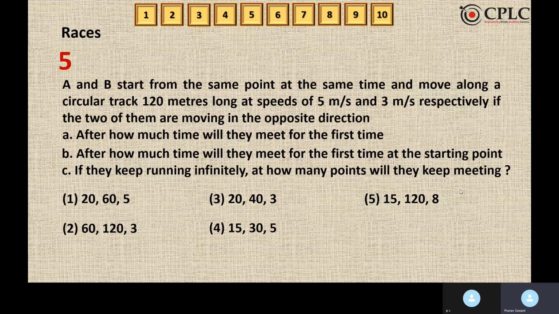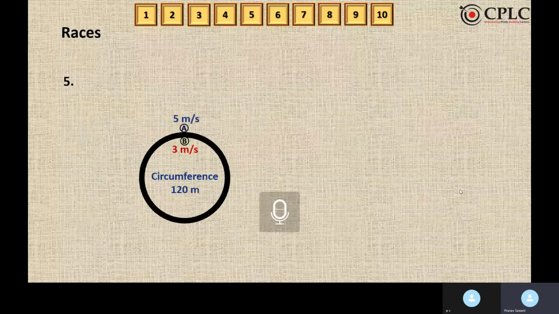A and B start from the same point at the same time and move along a circular track 120 meters long at speeds 5 meters per second and 3 meters per second respectively. If the two of them are moving in the opposite direction, after how much time will they meet for the first time? After how much time will they meet for the first time at the starting point? If they keep running infinitely, at how many points will they keep meeting? Now, we will simply make use of the formulas to answer the questions.